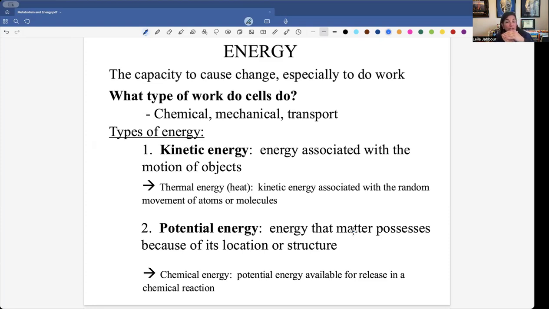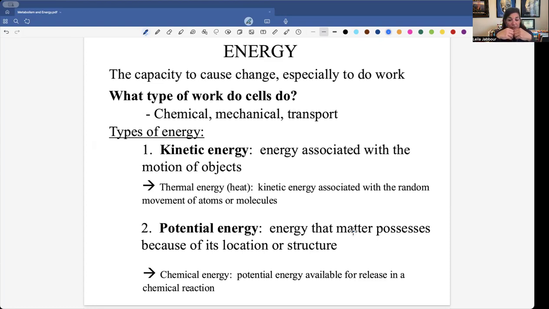And thermal energy, so that's heat. Kinetic energy is associated with the random movement of atoms and or molecules, and that releases heat. So when molecules move from one place to another, which they do in the cell, when molecules move, they release kinetic energy because that movement requires energy to be used. So energy is going to be used for the movement to occur. That's how we should formulate that.